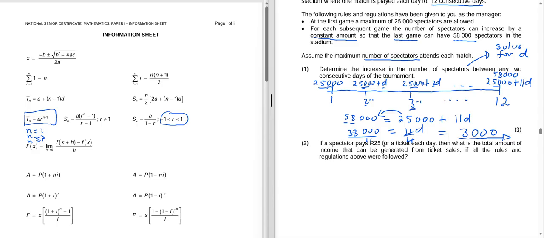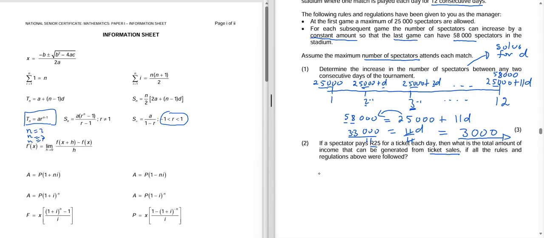Now, if a spectator pays 25 rand for a ticket each day, not for those 12 days, for each day, then what is the total amount of income that can be generated from the ticket sales? Remember, these tickets are going to be sold for the next 12 days. And for those 12 days, we'll be receiving people. So to get the total amount of income, we need to find how many people attended for those 12 days, multiplied by how much each person is supposed to pay.